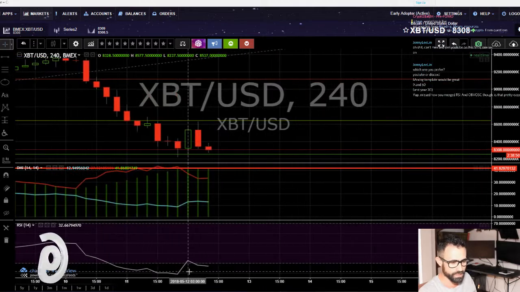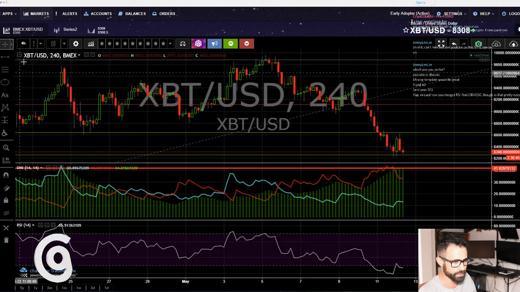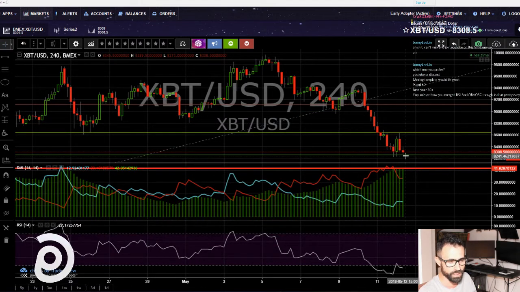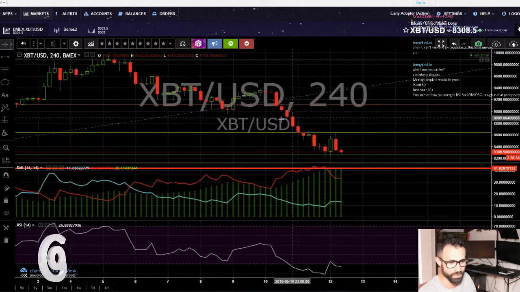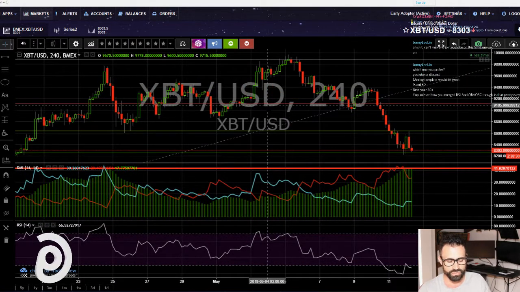And what are we seeing here? What are we looking for? We're looking for a divergence or a failure swing, right? And a divergence is going to be a lower low on price with a higher low on RSI. But we're not quite there yet on a 4-hour, so we don't have that confirmation to make this trade.